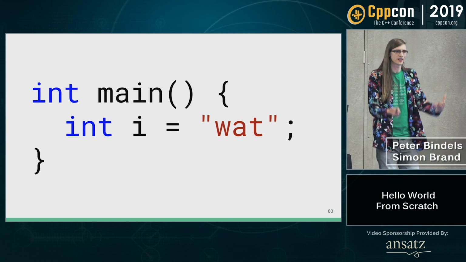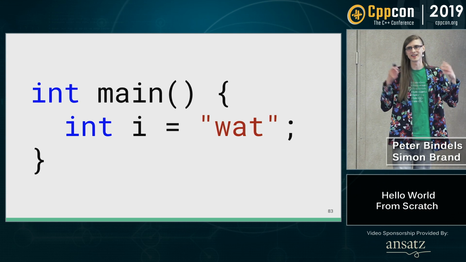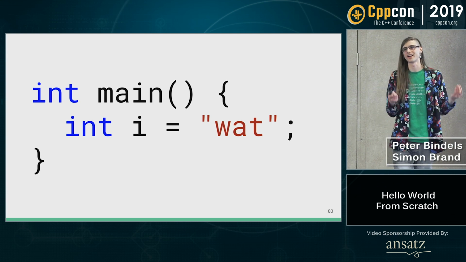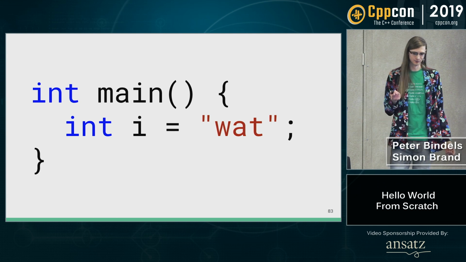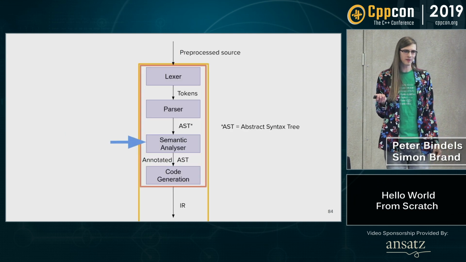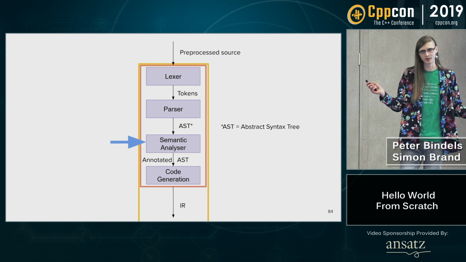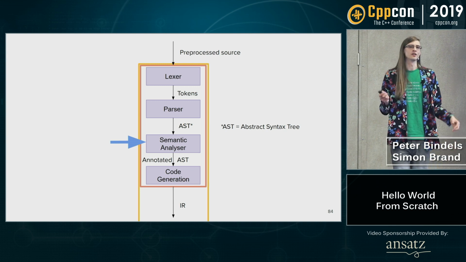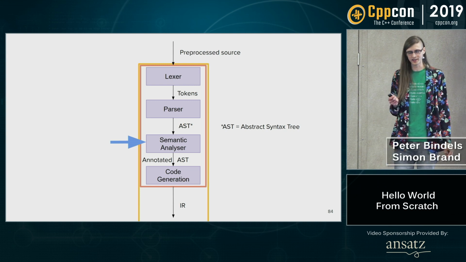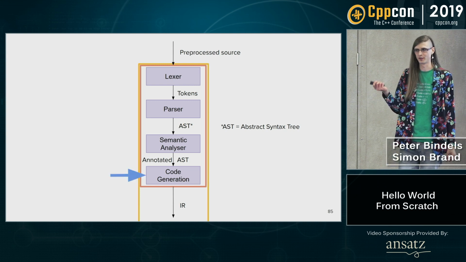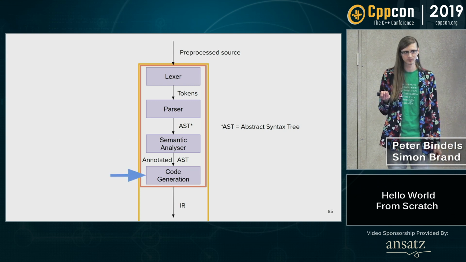But the idea is we're understanding the semantics of a program. We're going to be annotating things in our AST so that later on down the trail, we have an easier time. So at the end of semantic analysis, we've maybe told the programmer they've done something silly. We've made some annotations so that code generation is easier. And so we move on to generating our intermediate representation.